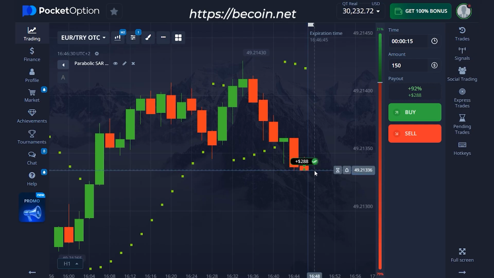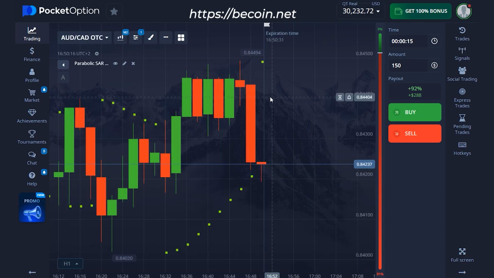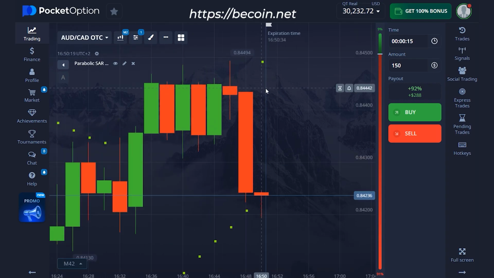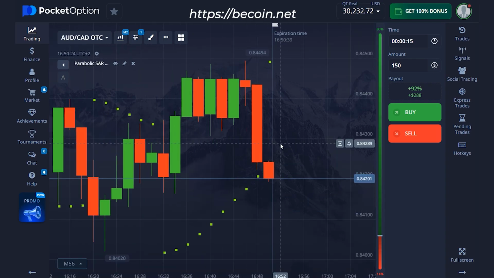But there's one important thing I highly recommend. Don't jump into a trade on the very first dot. Wait for at least 2 or 3 in a row. This helps filter out random price spikes. One single dot can easily be noise, not a real trend shift.